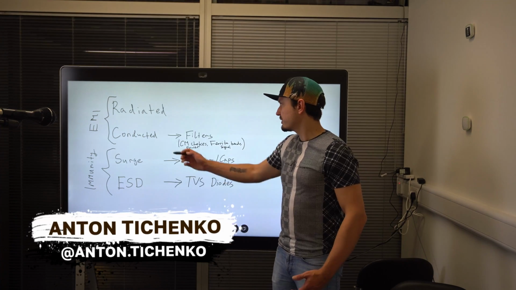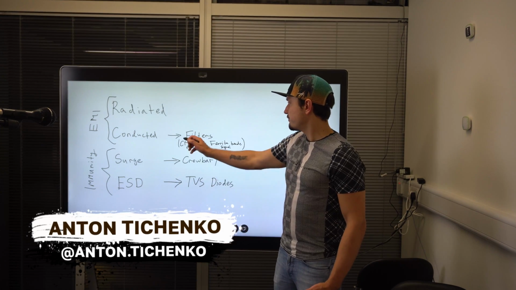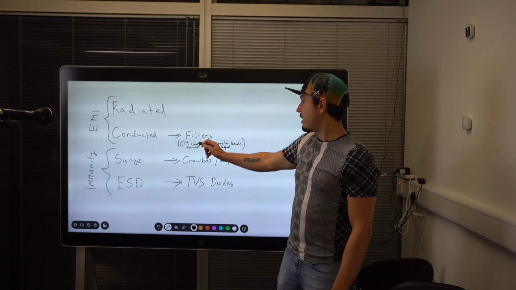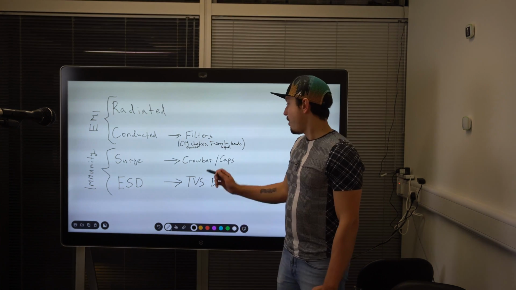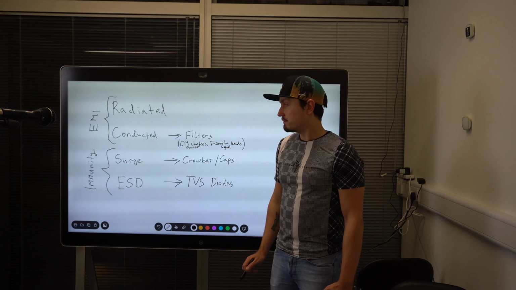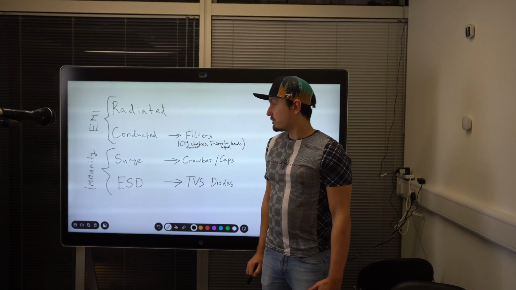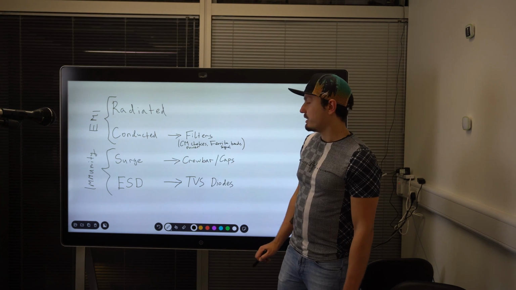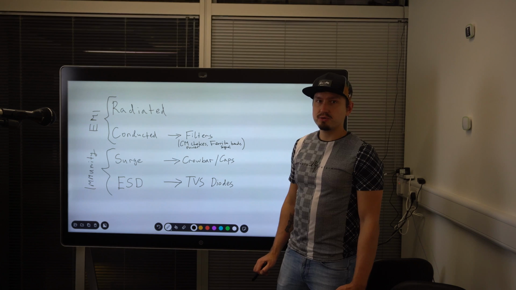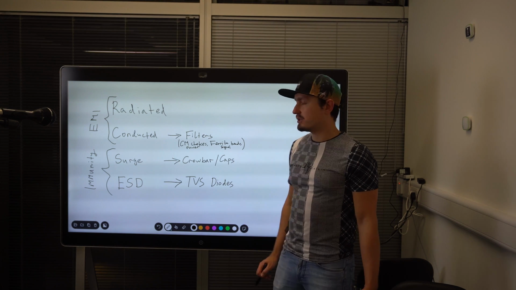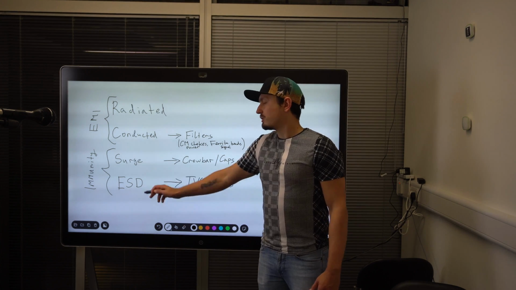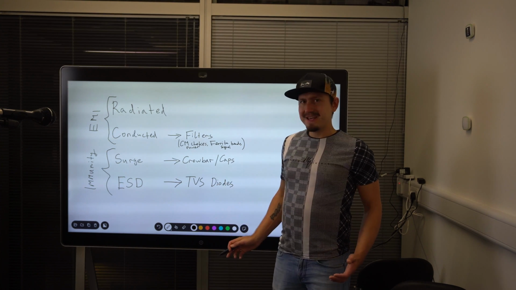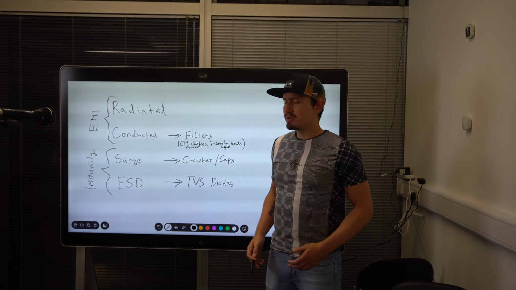So far we've covered conducted emissions, which we can deal with by adding filters into design, CM chokes for power, or ferrite beads for signals. And then we talked about surge protection, which I normally deal with by adding a crowbar circuit to a switch mode power supply or adding more capacitance. Then we talked about electrostatic discharge, and we can protect against ESD with TVS diodes.